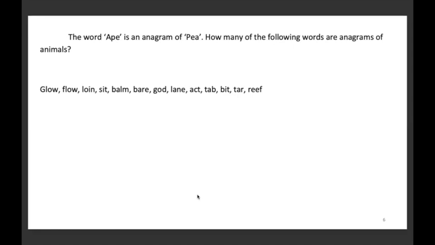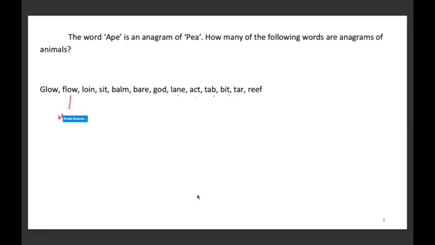Glow, flow, loin, sit, balm, bear, god, lane, act, tab, bit, tar, and reef. These are the words that are provided to us. Okay, we'll do this now. In this case, it is more crucial to go from word to word instead of randomly looking at it, finding words of animals. Okay. Glow, you cannot make any word that corresponds to an animal.